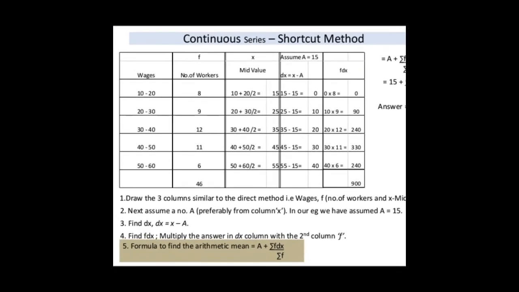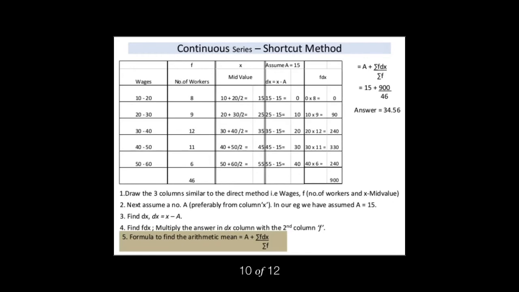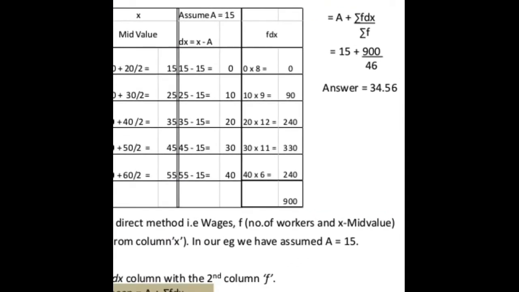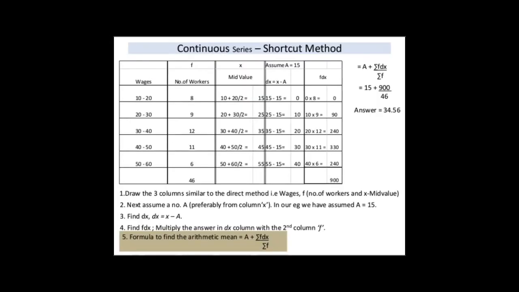Now we are going to use the formula a plus sigma f dx upon sigma f. Remember, this is the same formula we were using for discrete series also. So now we are going to put the values here. A is 15 plus sigma f dx is 900 and sigma f is 46. So 15 plus 900 upon 46 is 34.56. The value of mean calculated is the same as it was in case of direct method.